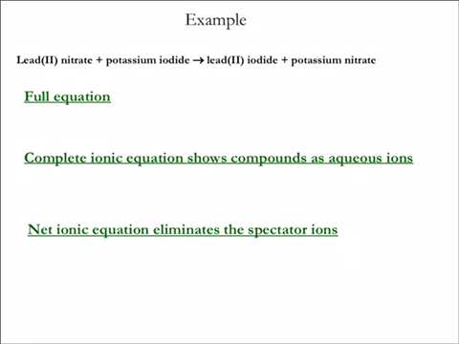Here's one last example. So we're going to write out the full equation here. You have to get your formulas right and your balancing. And that is soluble because it has a nitrate ion present. That is aqueous because it has potassium, which is a group 1. Lead-2 iodide precipitates because it doesn't fall into those other categories. Potassium nitrate is soluble because it has a group 1 ion. It also has potassium. Now this is not balanced, so go ahead and balance this equation.